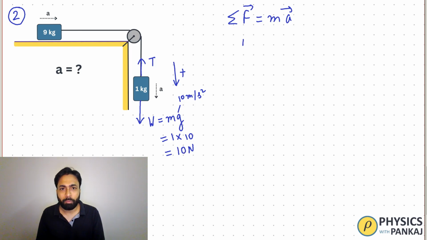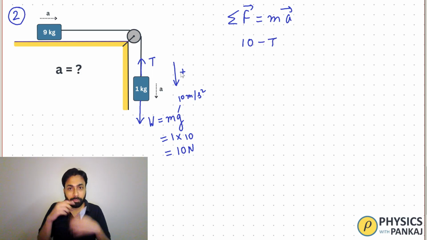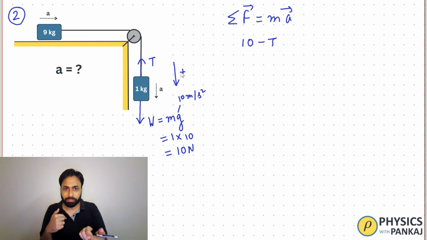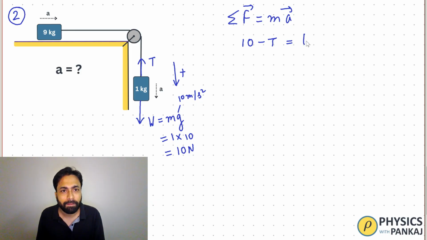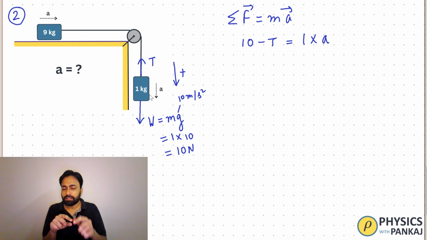So we would have positive 10 minus T, because T is opposite to the direction of our chosen positive, equals m, that is the mass of the system. Since we are only talking about the 1 kg block, we should take the mass of only the 1 kg block, multiplied by the acceleration a. You would again notice here that I'm using the same variable a for the acceleration of both the blocks. The reason is still the same, that they are connected by a string that cannot extend.